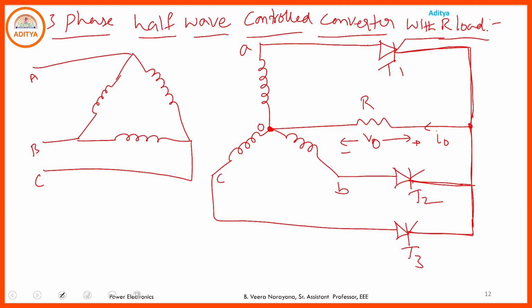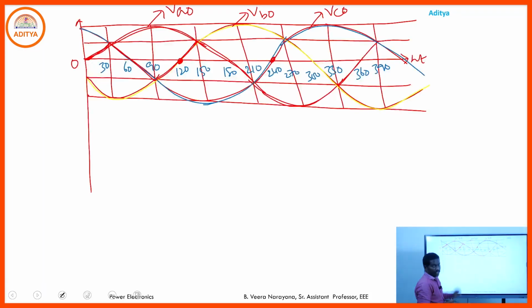Coming to the operation, here we have the three thyristors. Which thyristor comes to the forward biasing mode and which to the reverse biasing mode should depend upon the source voltage. See here we have the three phase voltages VA, VB, VC. We consider VA0, VB0, VC0. Out of these three phases, whichever is more positive, the corresponding thyristor comes to the forward biasing.